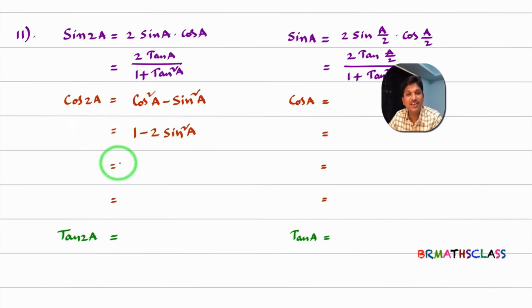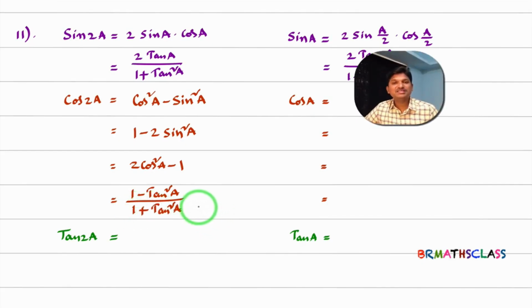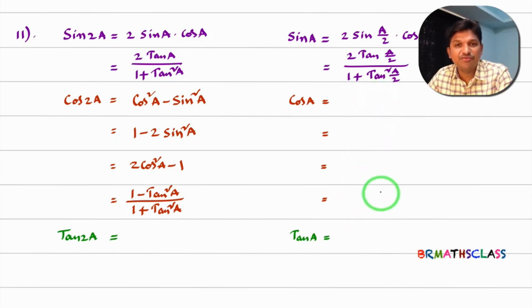We can also write it in terms of cos only, and cos 2a in terms of tan. Cos 2a formula: 1 minus tan square a divided by 1 plus tan square a. Once you learn all these 4 formulas, you can easily write the 4 cos a formulas. These are submultiple angle formulas.